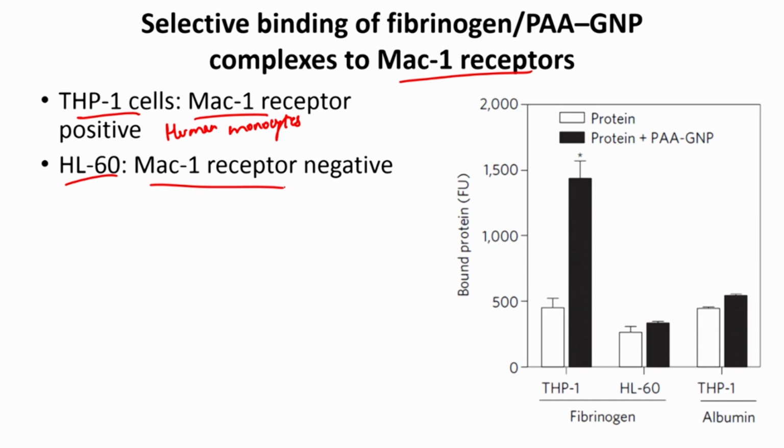What they see here is if you just put protein, the amount of protein that gets bound to the cell surface is fairly low, but once you put protein plus gold nanoparticle you get quite a lot of protein that goes on the cell, and the reason for that is that the MAC1 receptor site is now accessible, so the MAC1 receptor on the cell surface can bind to this, whereas in the negative cell line you do not see that. And if you incubate your particles with albumin you also do not see that, because the albumin has already coated the particle. So, the particle cannot bind to the fibrinogen.